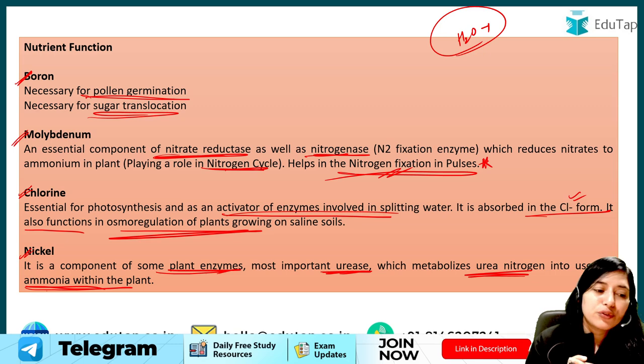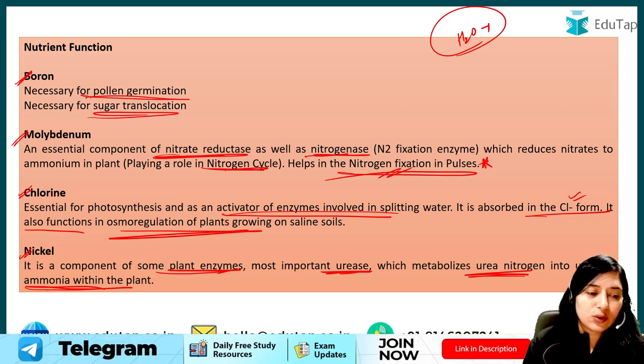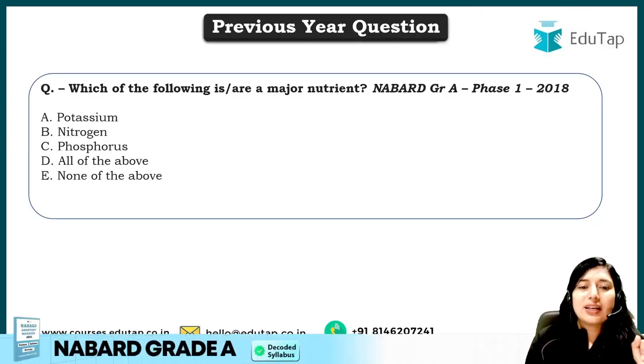So this is the function of your nickel, chlorine, molybdenum and boron. So I hope all these things are clear, and in this there is nothing that needs to be understood. You have to just learn the function of all these elements, ठीक है. Now let's solve these questions.